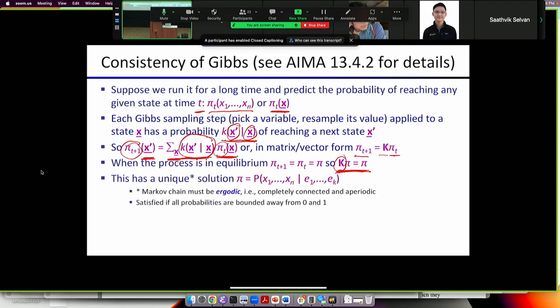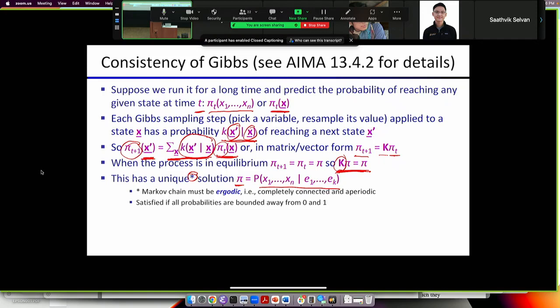And provided, same asterisk, under the right conditions, then this has a unique solution. And you can show that the unique solution pi is exactly the posterior for the variables given the evidence.